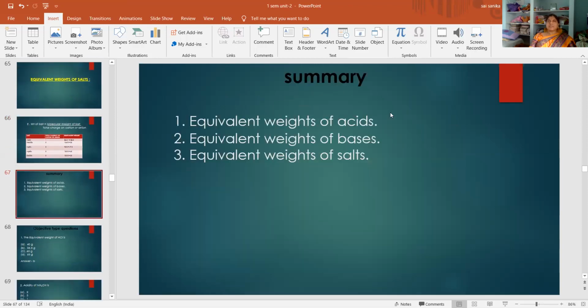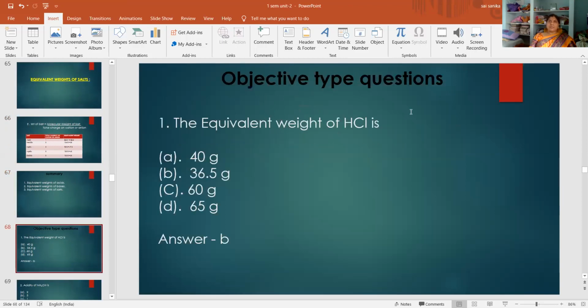So like this we will calculate the equivalent weight of acids, bases and salts. So what have we discussed in this period? In this period we discussed equivalent weights of acids, bases and salts. Then objective type questions.